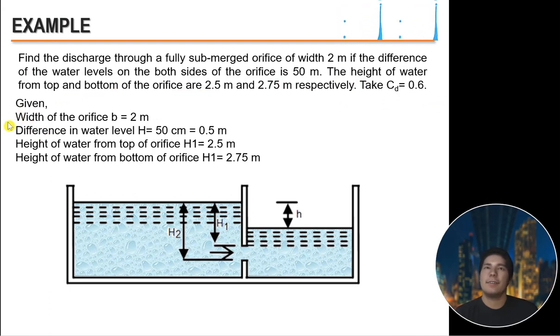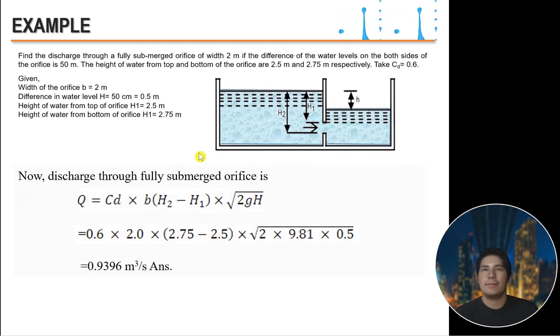If we list down the given, yung width ng orifice is given, 2 meters. Yung difference ng water level natin is again given. This must be cm, no? Apology for that. The height of the water from the top of the orifice is also given, and also from the bottom of the orifice. Using the formula which is shown nung una, we just need to input all the given, and we can get the value of Q, which is 0.9396 cubic meter per second.